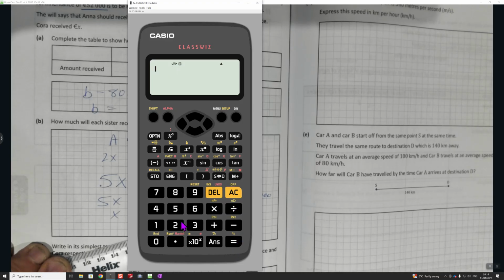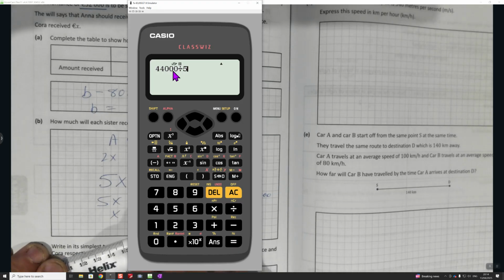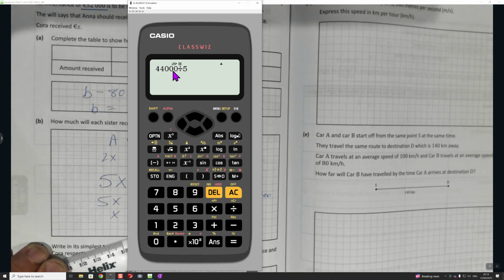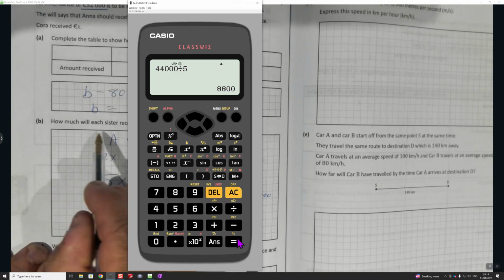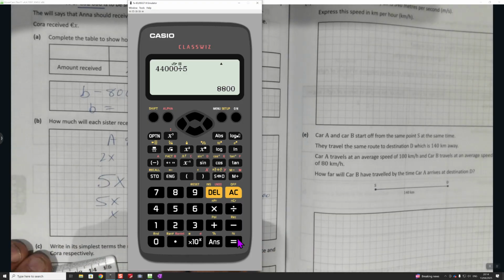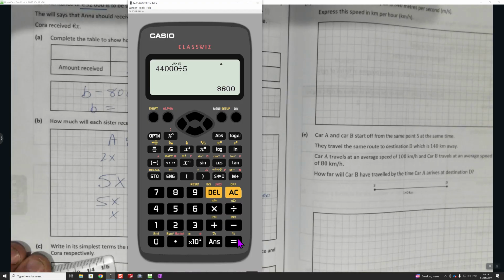Let's build it up to the full amount. 44,000 divided by 5. Now we could do this with mental maths. We could double 4400 and get 8800. Okay, how much will each sister receive? Now I should be careful here. So we have to then flesh out the actual amounts. So let me double it.